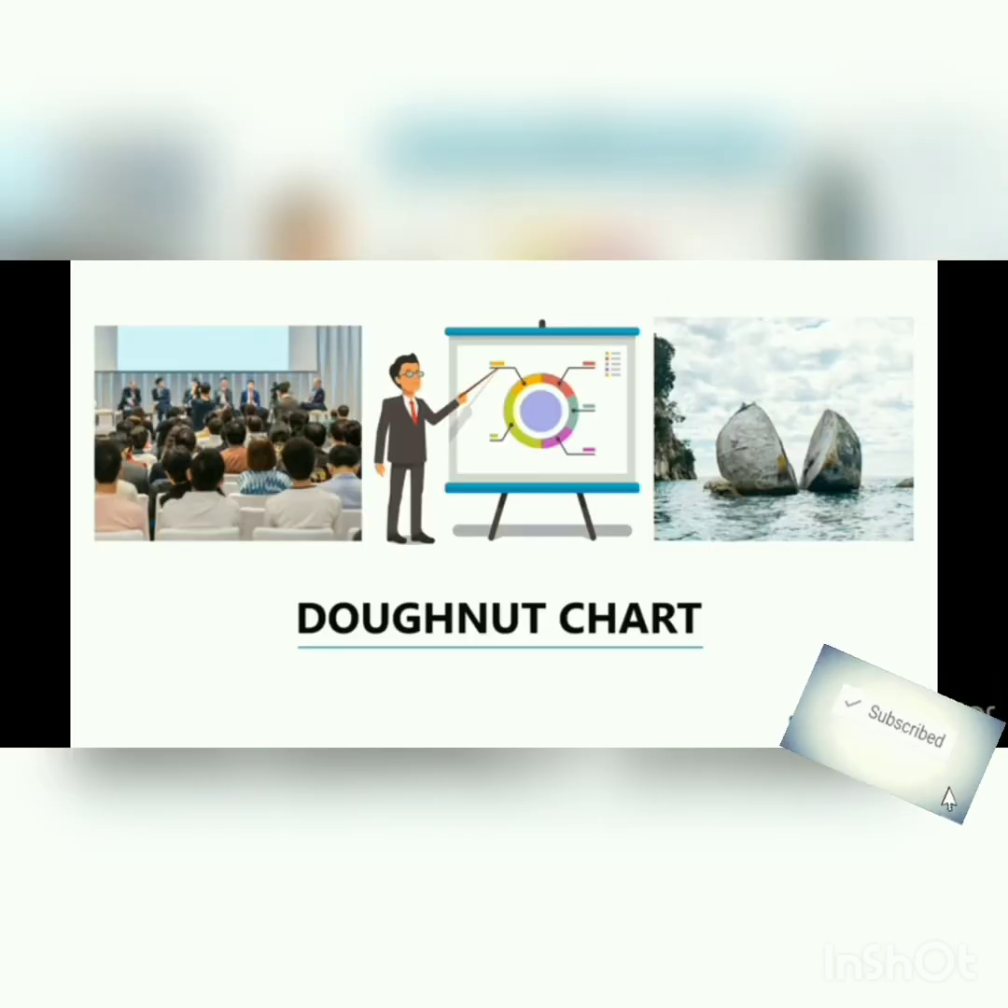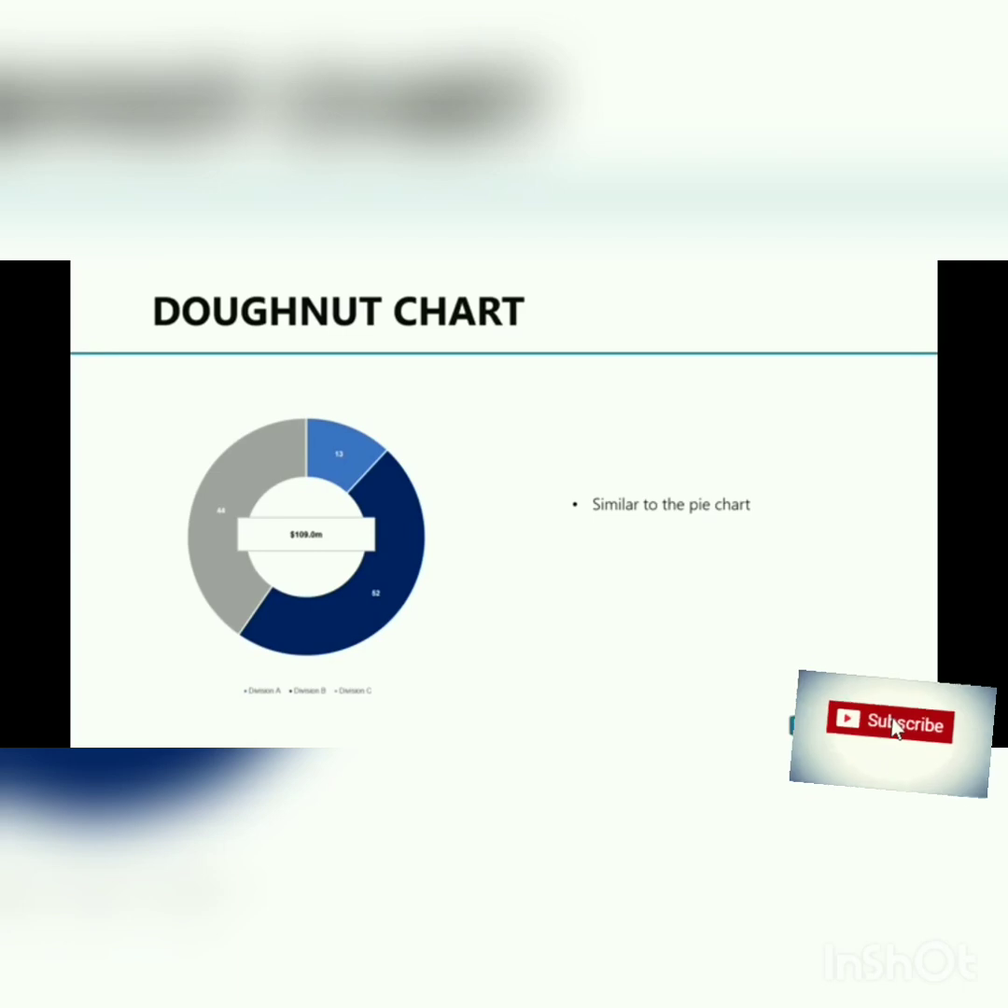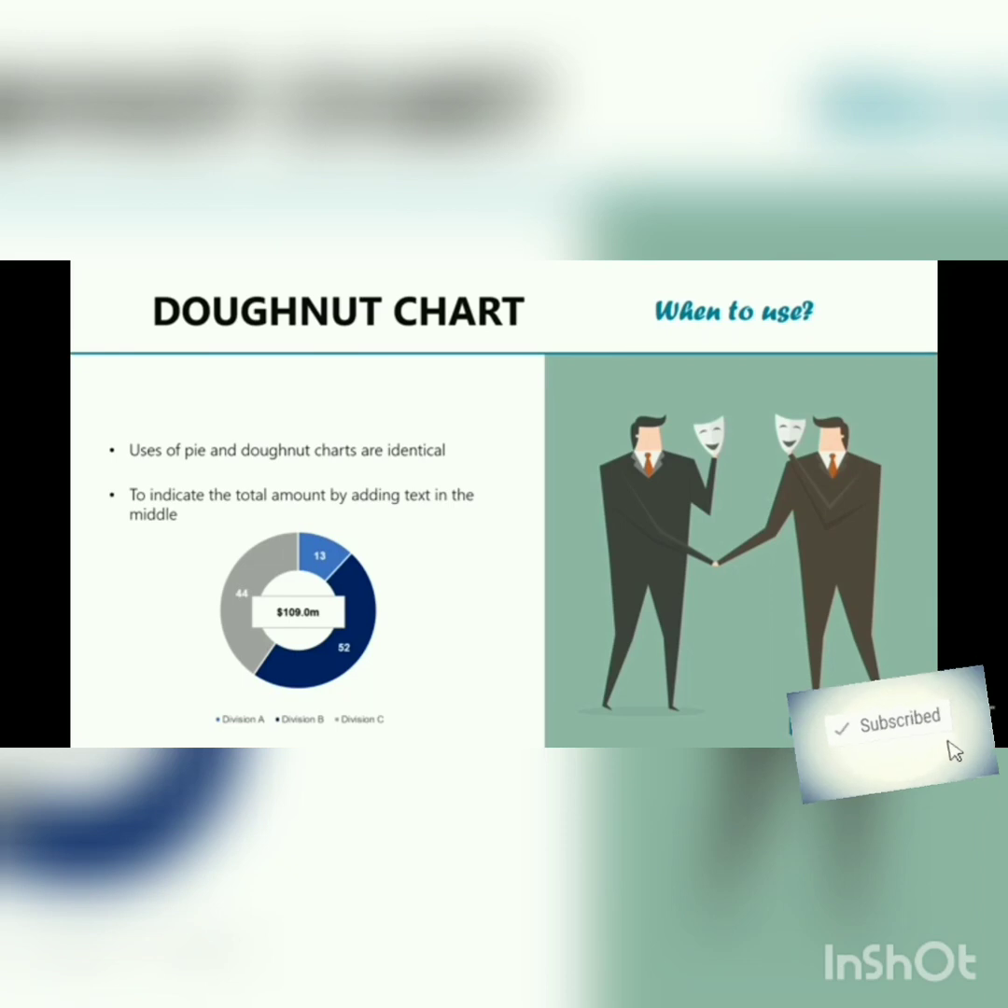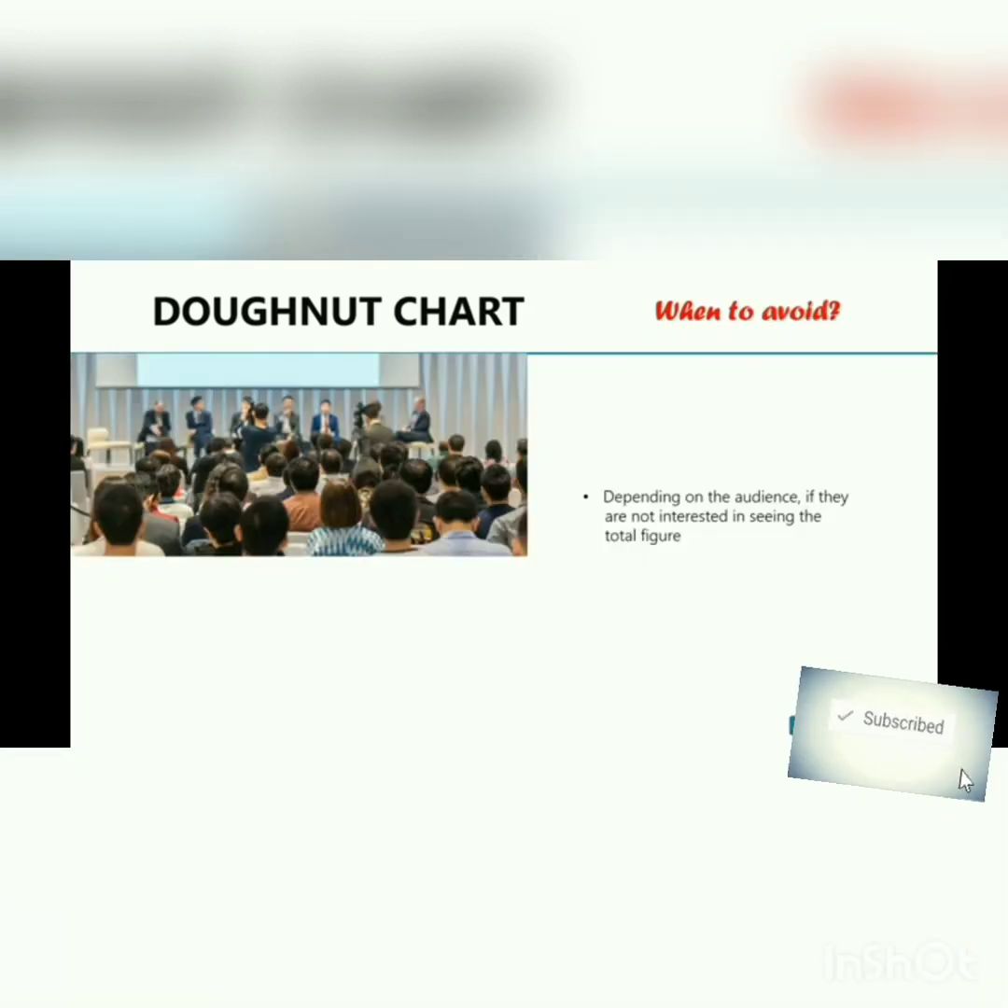Donut charts. Donut charts are basically pie charts with a hole in the middle. It is as if their heart is missing. When to use donut charts. The use cases of pie and donut charts are identical. The only important difference is that donut charts allow us to indicate the total amount by adding a text box in the middle. If you use a pie chart, you will have to include the total amount elsewhere, like adding it to the title.